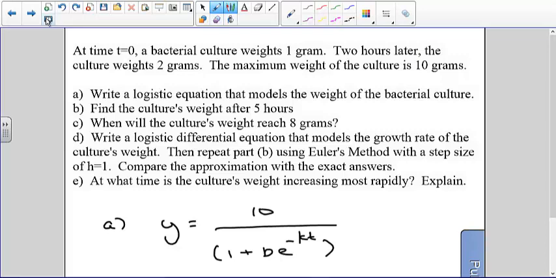Okay, so in this case we have a bacterial culture. Initially it weighs 1 gram. 2 hours later, the culture weighs 2 grams, and the maximum weight is 10 grams. So this is your initial condition. That'll give you one of the constants, which is B. And the second data point is this one, which gives you the constant K, and the carrying capacity is the numerator.